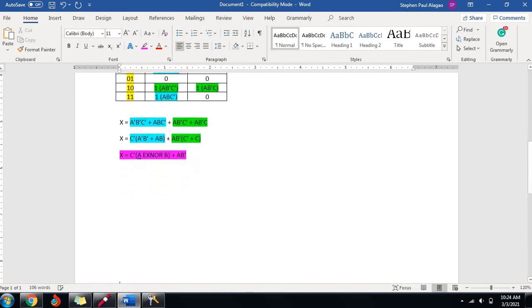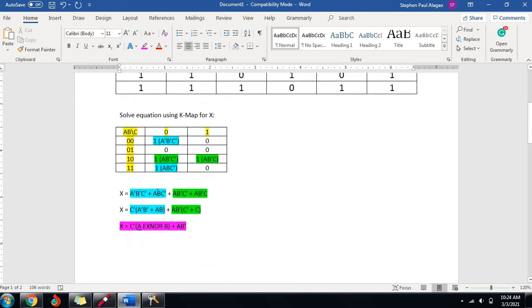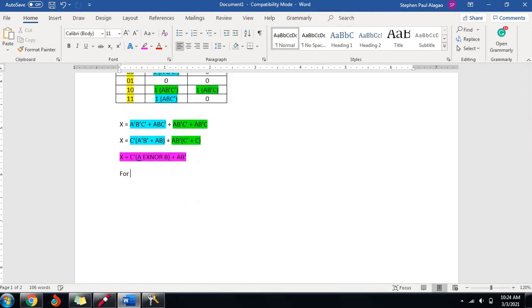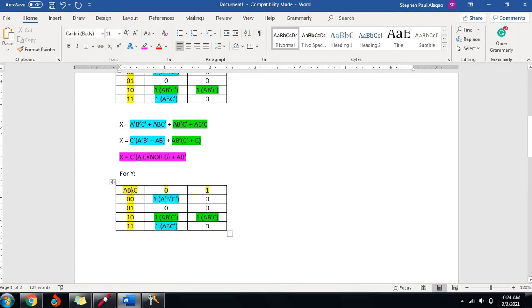Now for y, I will just copy this one, then for the y equation, let's try to copy. For y, the same: you have a, b, c, and a, b, and c bar. Again, there will be times that you're going to change the arrangement. Either you first write 1 here, then followed by 0, or you interchange them to 1 0, 1 1, and then here is 1 0.